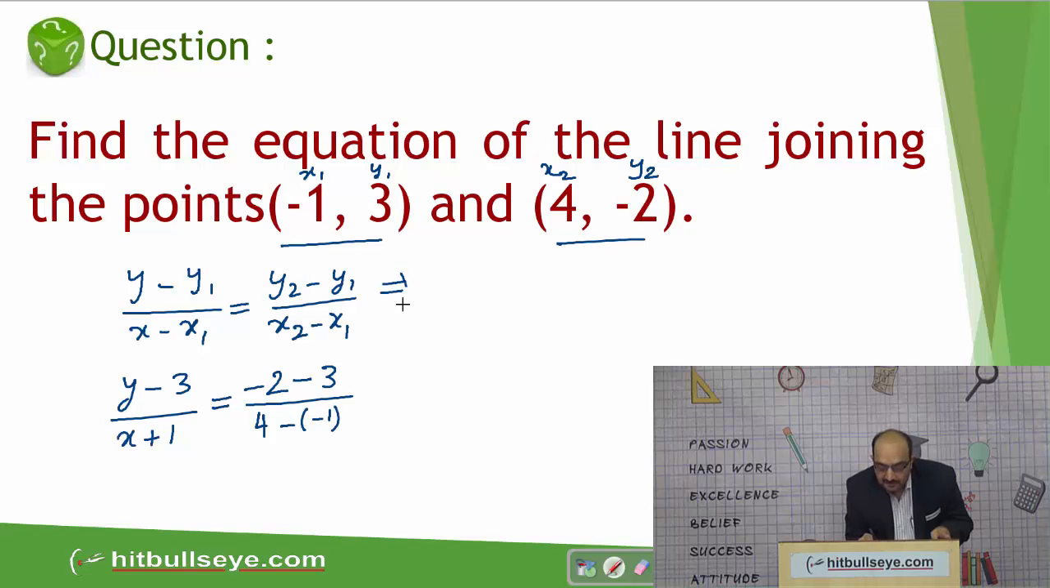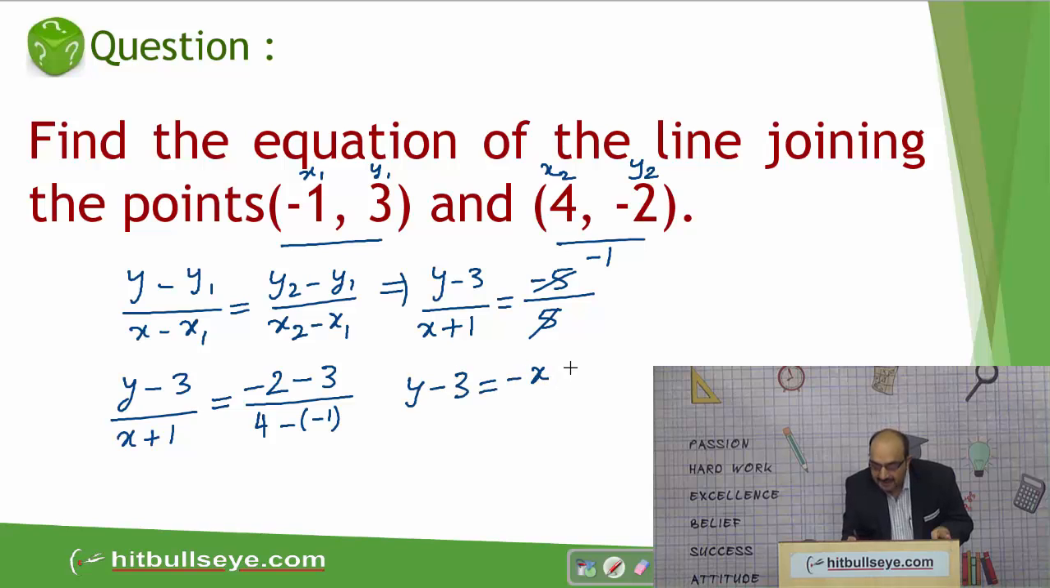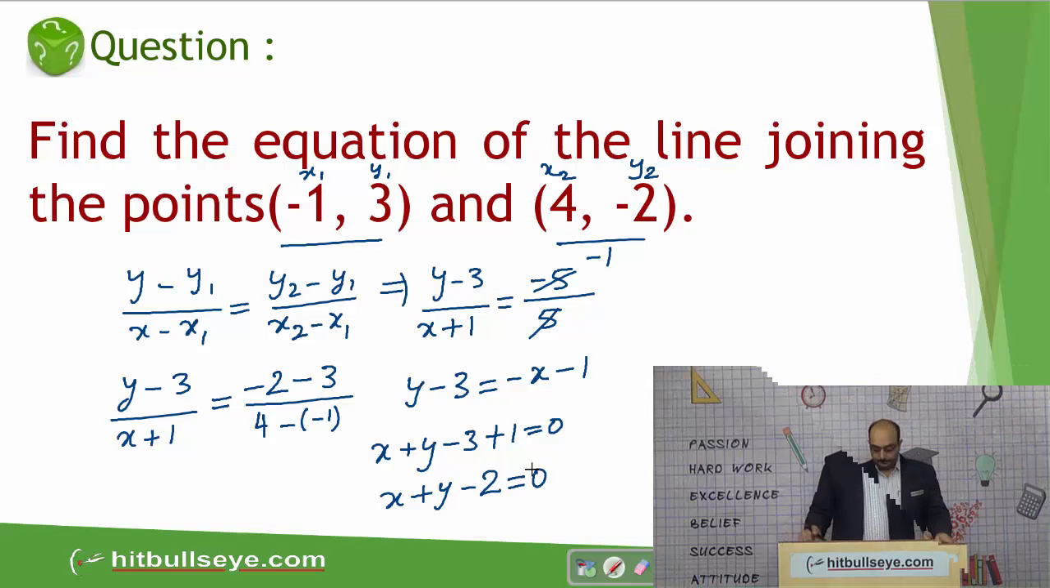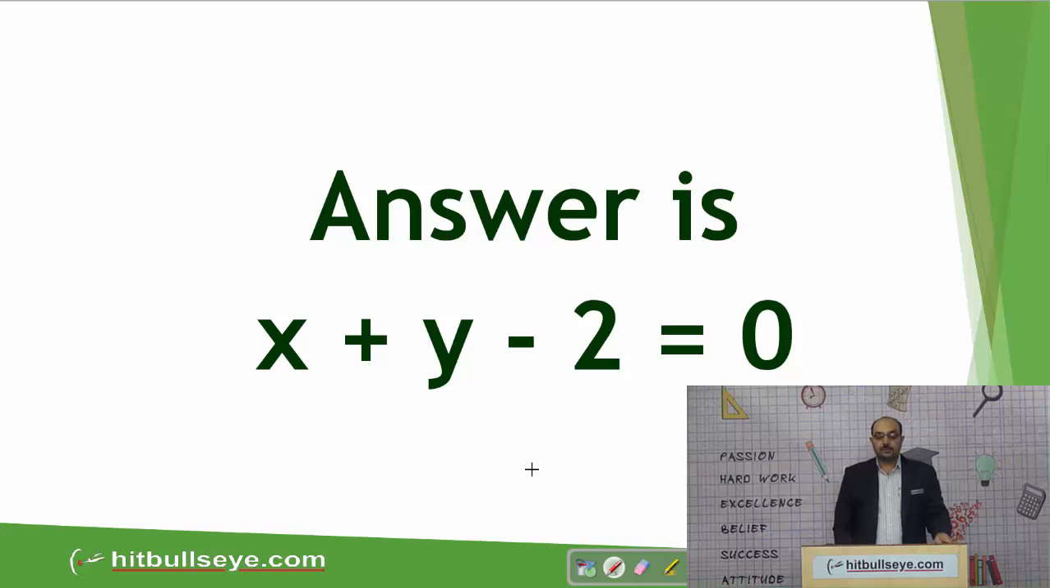So this gives us y minus 3 upon x plus 1 equals -5 upon 5, which is cancelled and we get -1 on the right hand side, which means y minus 3 equals minus x minus 1, and we get x plus y minus 2 equal to 0 as the answer to this question. The answer is x plus y minus 2 equals to 0.